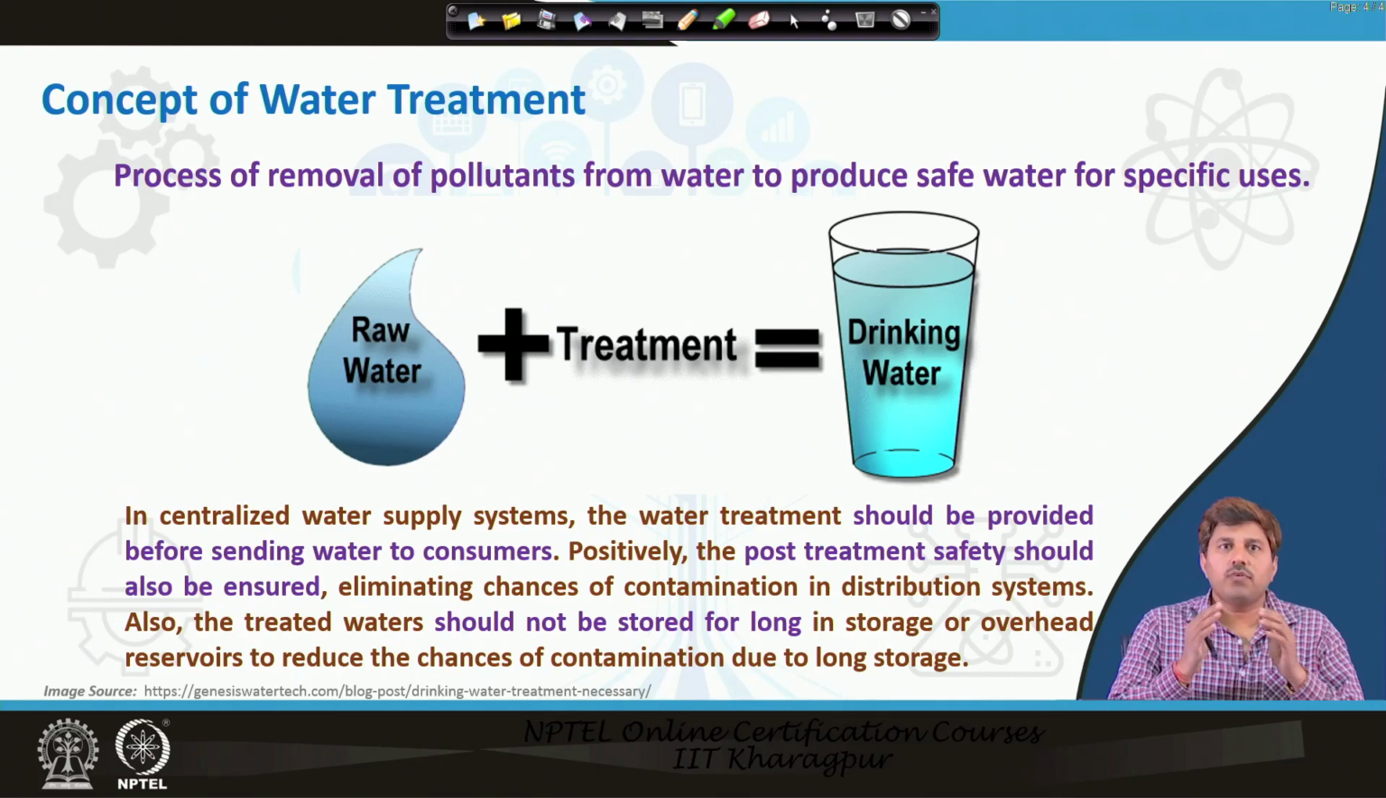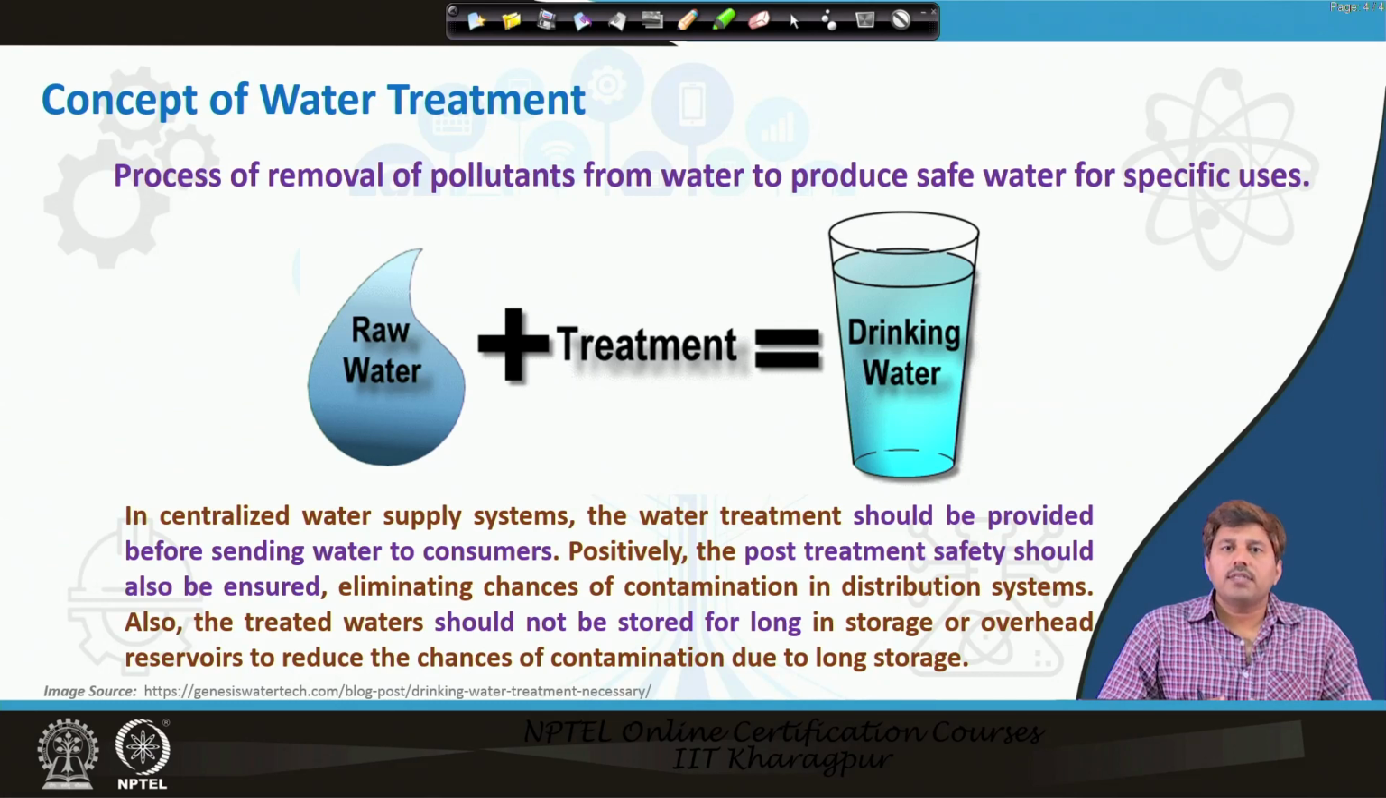So, essentially when we say that we need to go for water treatment, water treatment is the removal of these pollutants from water, and we need to remove these pollutants in order to produce safe water for specific uses. The specific uses could be drinking, other household activities, bathing, say in a swimming pool, or agricultural or horticultural uses. So, we may need to treat water to make it fit for the designated specific use.